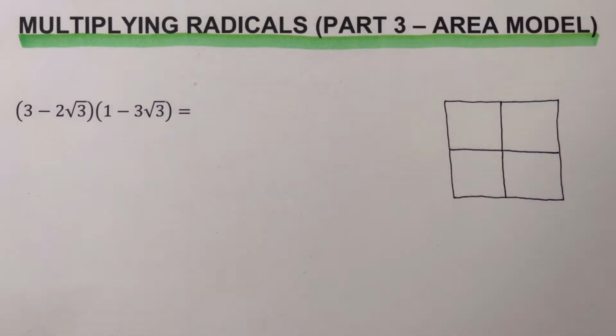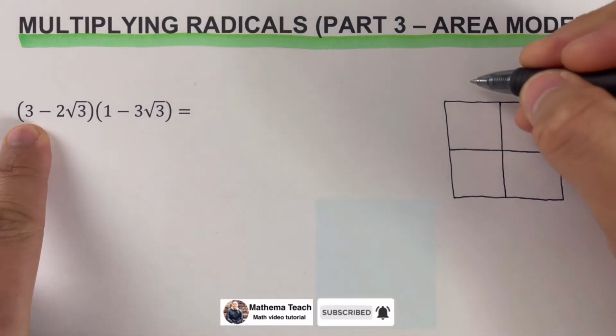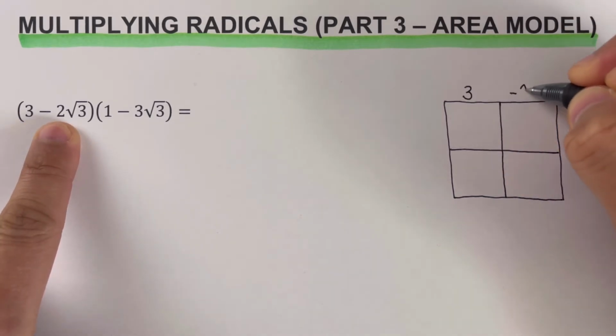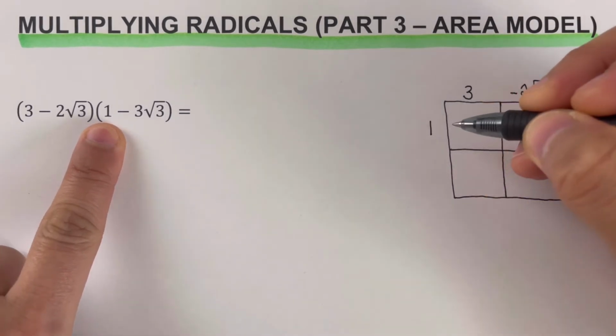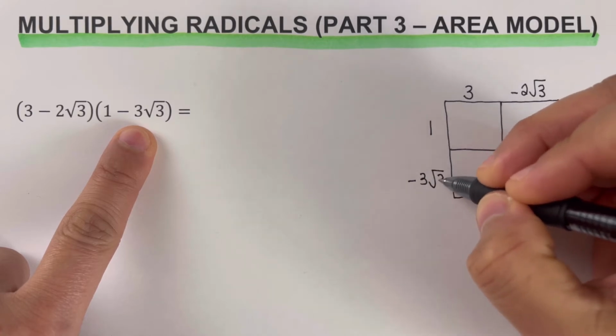The ones that we write into the box here would be these terms. We're going to start with 3, so I'm going to put 3 here. And then that's a negative 2 square root of 3. And then on the other one right here, we have 1. And then we have a negative 3 square root of 3.